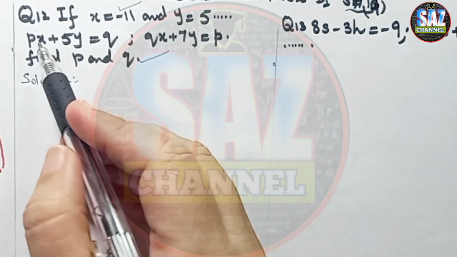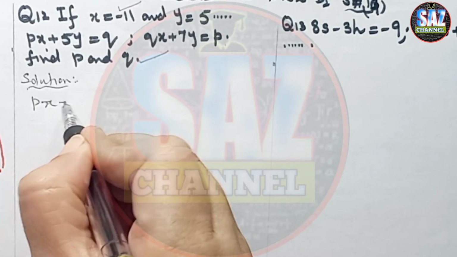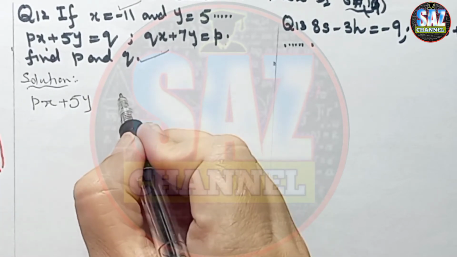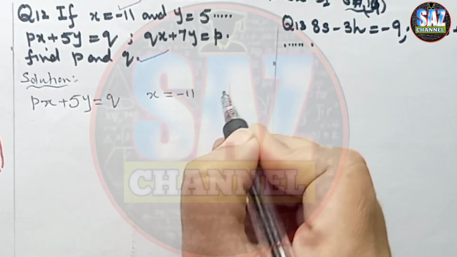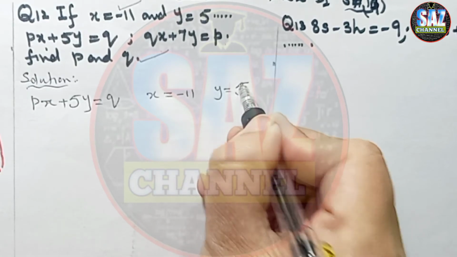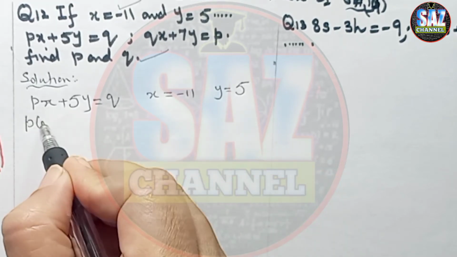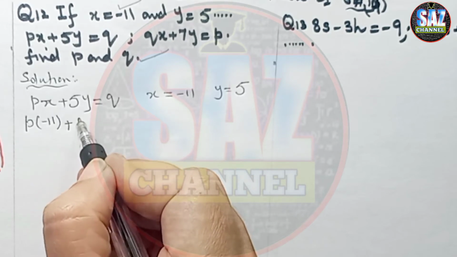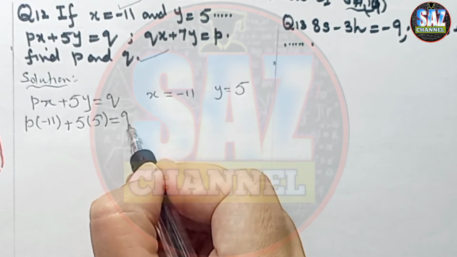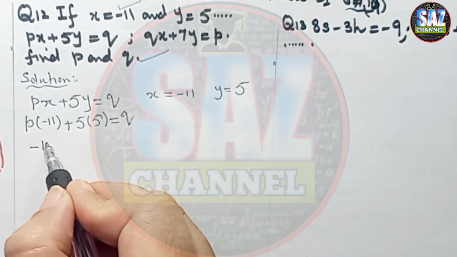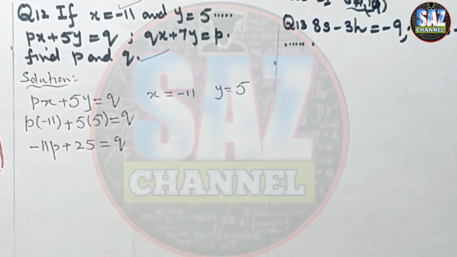So I have to take the first equation, that is px plus 5y equals q, and I have to replace x equals minus 11 and y equals 5 in this equation. When I'm replacing x equals minus 11, the equation will take the form p into minus 11 plus 5 into 5 equals q, or minus 11p plus 25 equals q. And let me block the equation.